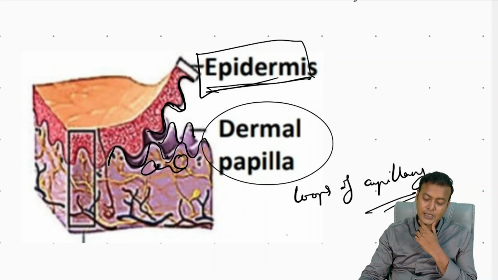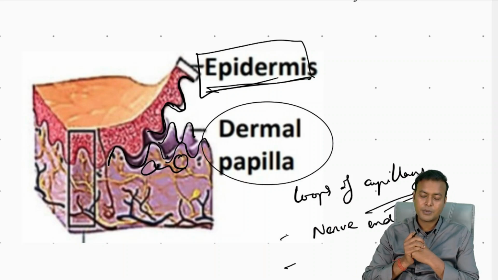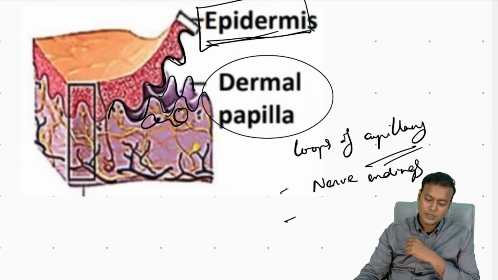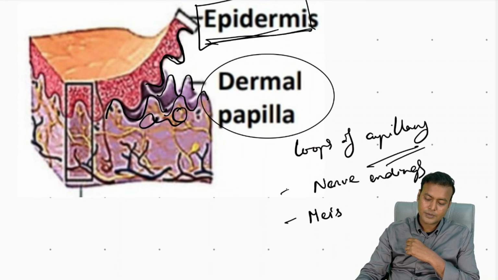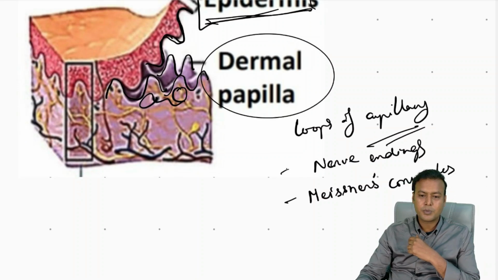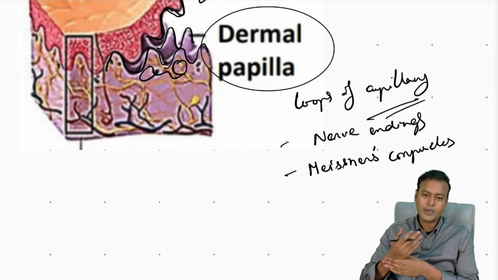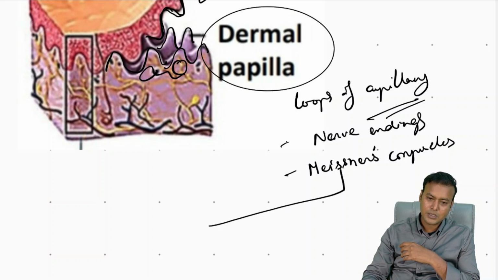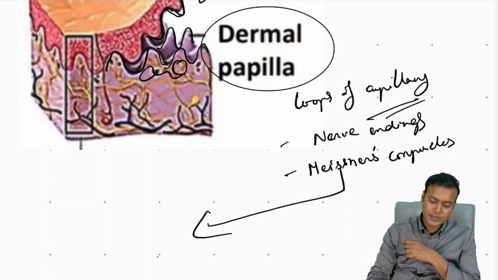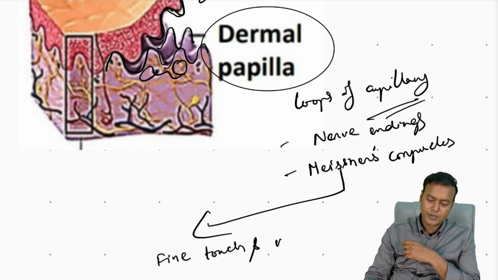Also, you have a large number of nerve endings and specialized mechanoreceptors, which are known as the Meissner corpuscles. These Meissner corpuscles carry out the function of sensing fine touch and vibration.